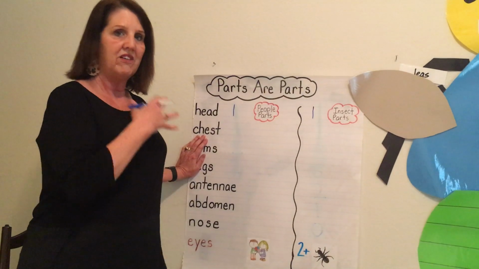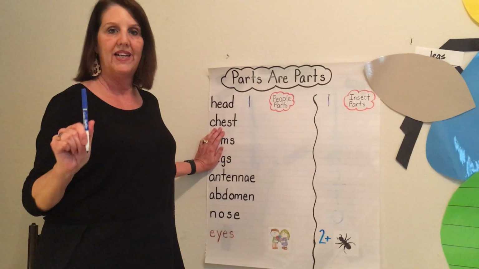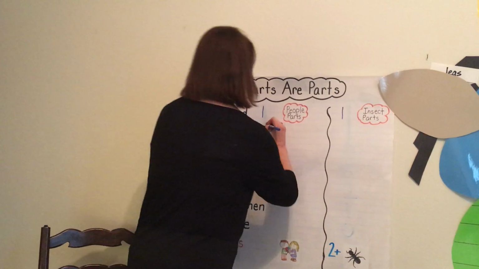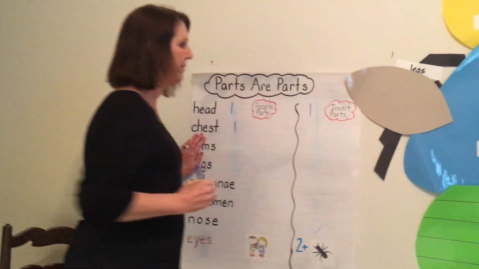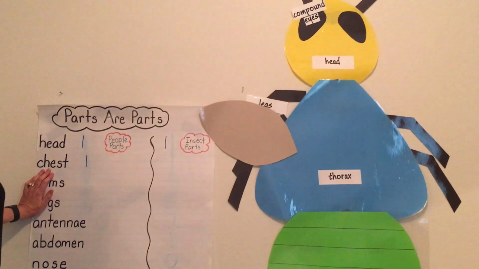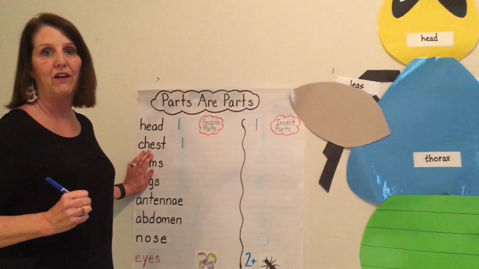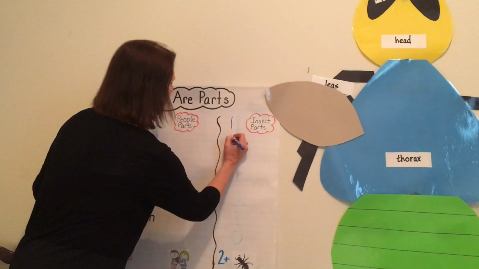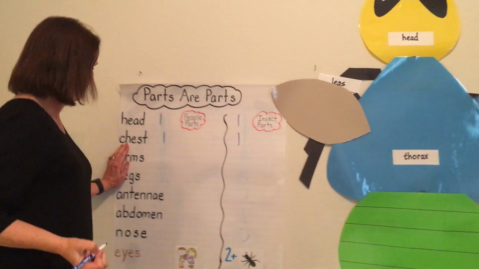Okay, here's our chest up here. We only have one chest. But you know what? The insect also has a chest, and that's called the thorax. So I'm going to put that he also has a chest.